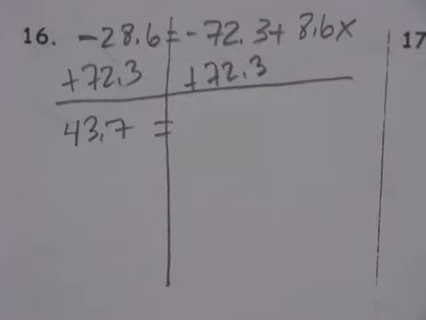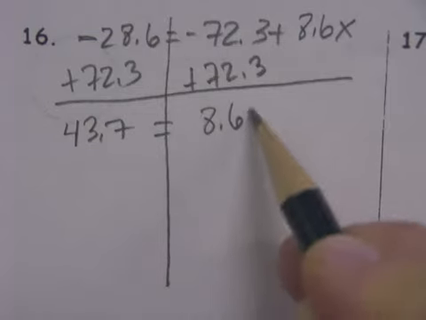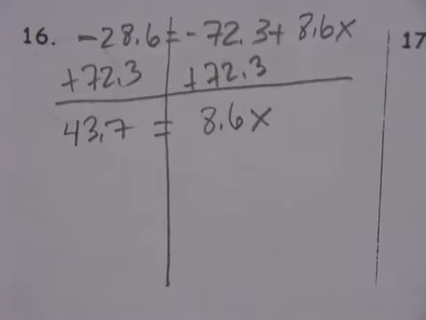So I got, let's do 72.3 minus 28.6. Yeah, 43.7. That's what I got. Unless I wrote it wrong. Yep, that's right. So I actually have the key wrong in the back. I'll have to check that and correct that in a bit. All right, and then I'm going to go ahead and carry down the 8.6x. So there's that.